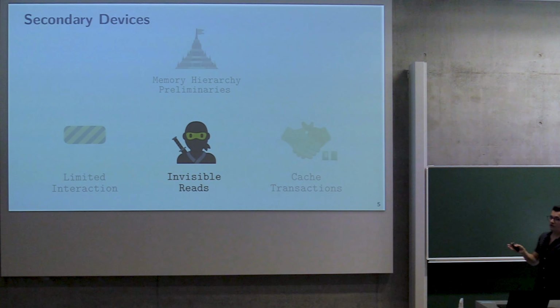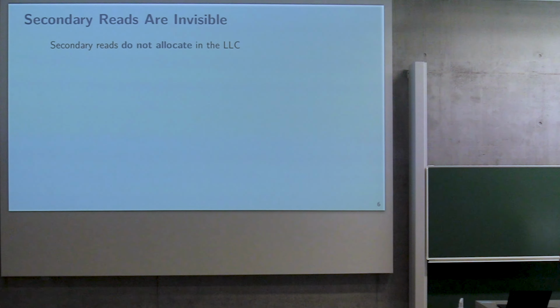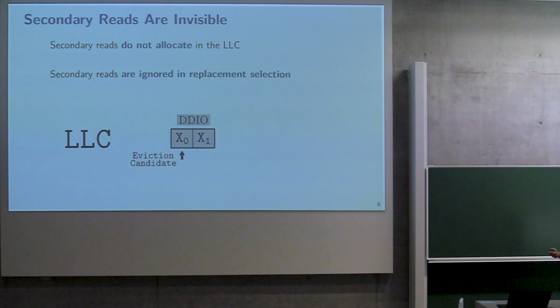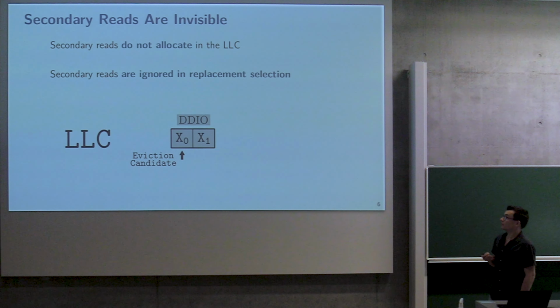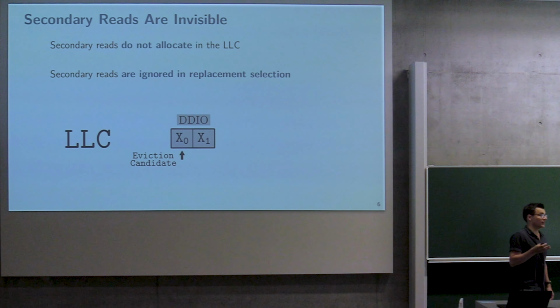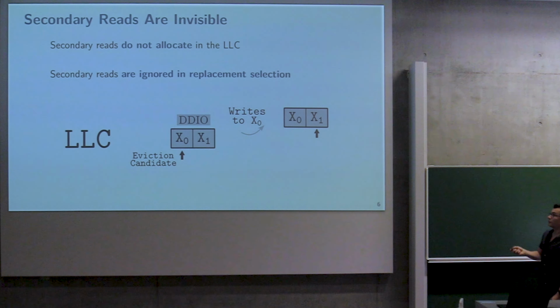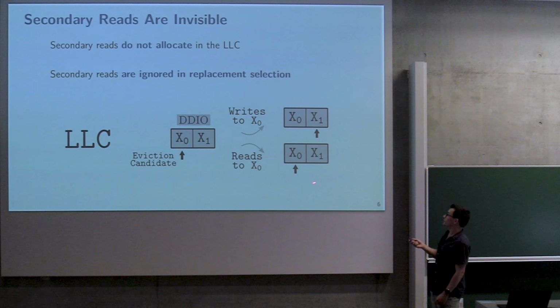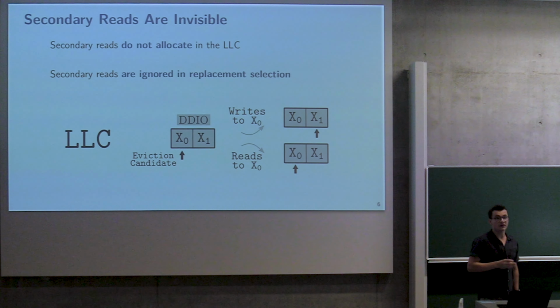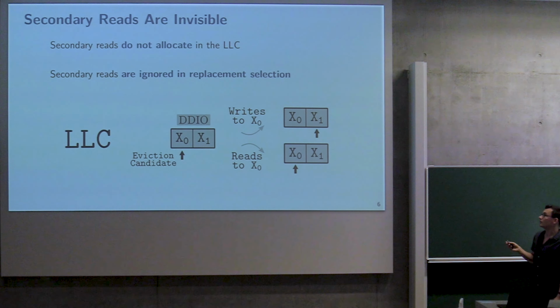Okay, so reads don't allocate in the LLC. So that's lines that are not already there. How about lines that are already in the LLC? Well, there also we note something peculiar, and that's that these reads are ignored in all the kind of metadata bookkeeping in the cache. So normally, if we have a cache set with two lines and x0 is about to be evicted, if we perform writes with the secondary device, we see that now the cache will favor to replace x1, which makes sense. But for reads, we don't see this happening at all. So for reads, it's as if they don't happen. They're invisible.